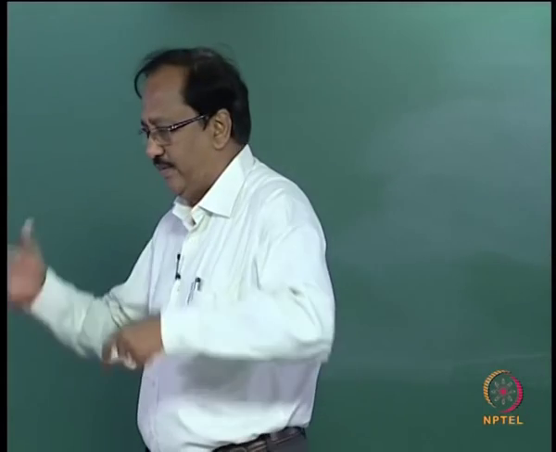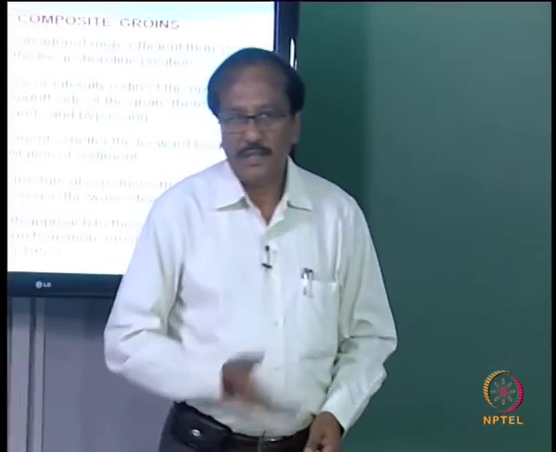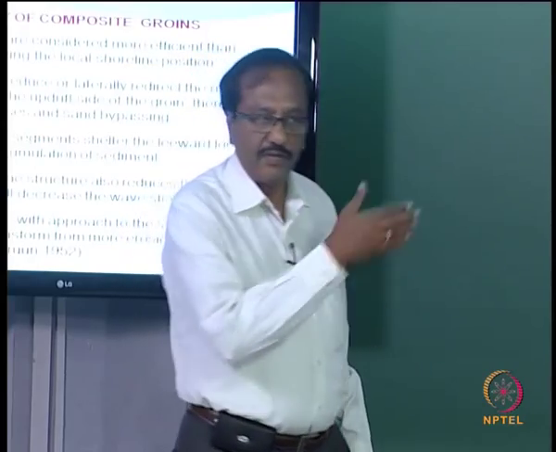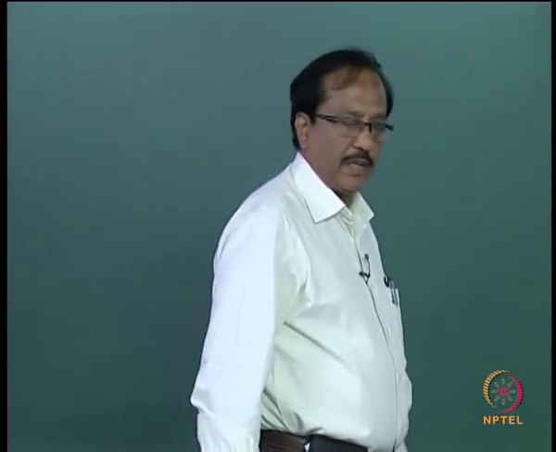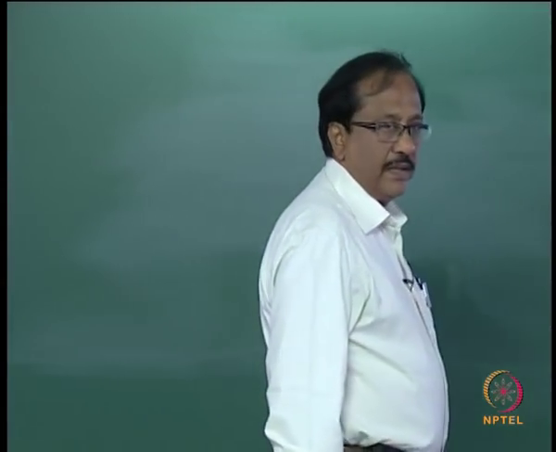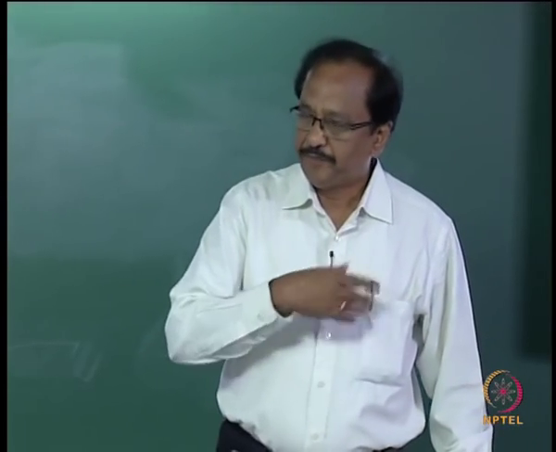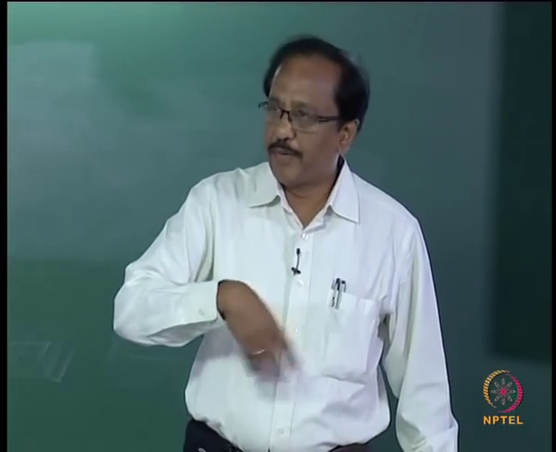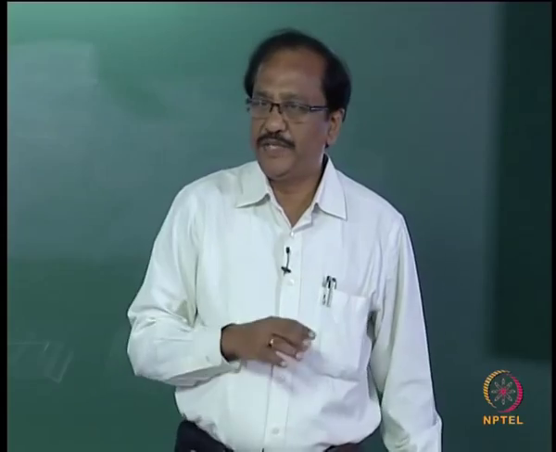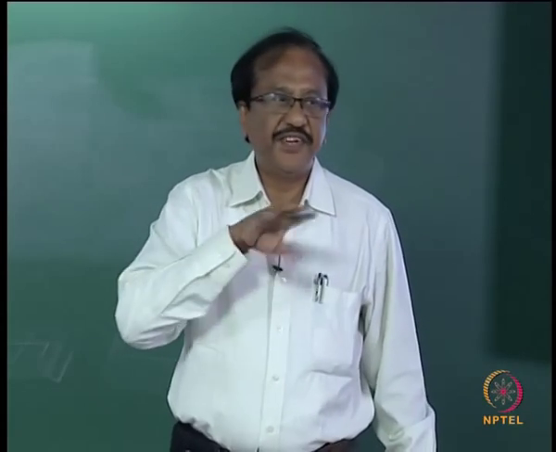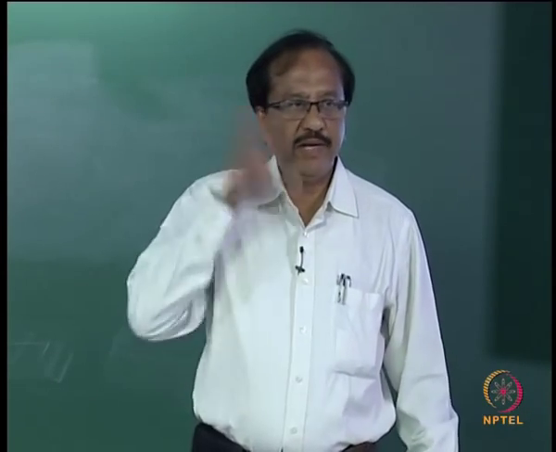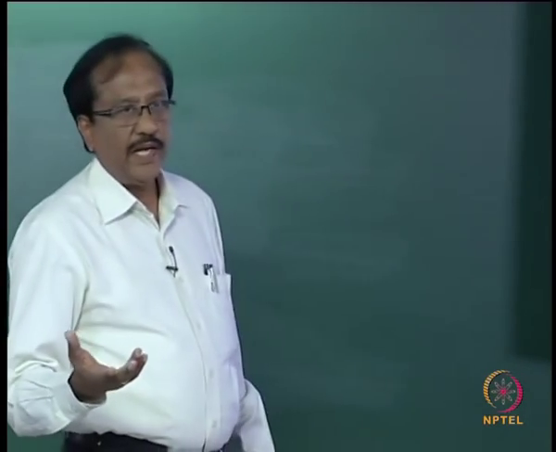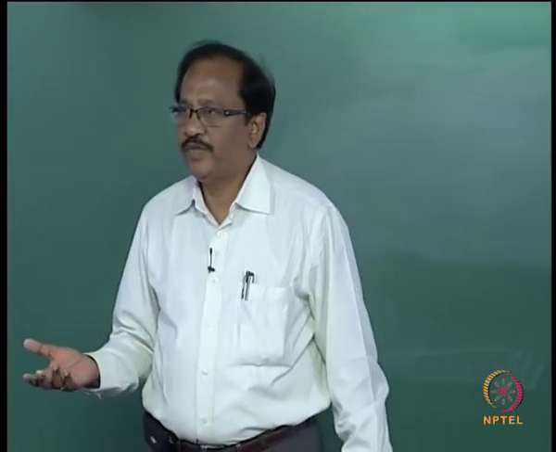Once you say that the wave height is decreasing because of the presence of some kind of obstruction, in this case a composite groin, then this will promote a depositional beach. This will facilitate deposition even in an area where you can anticipate erosion. That is why it is called a coastal protection measure.